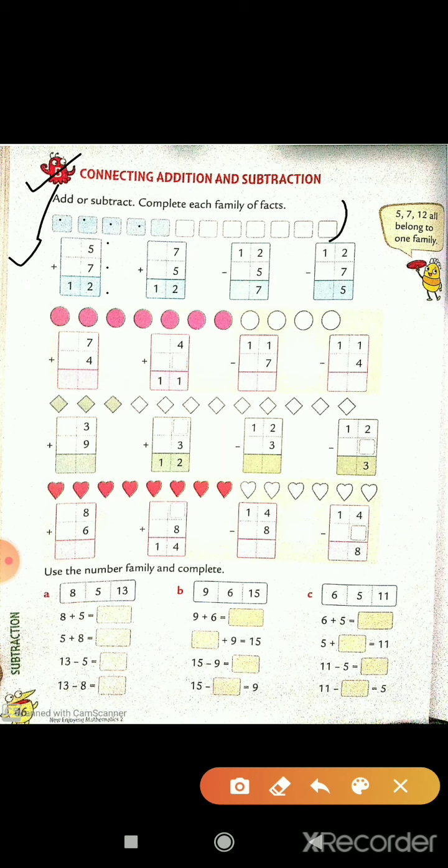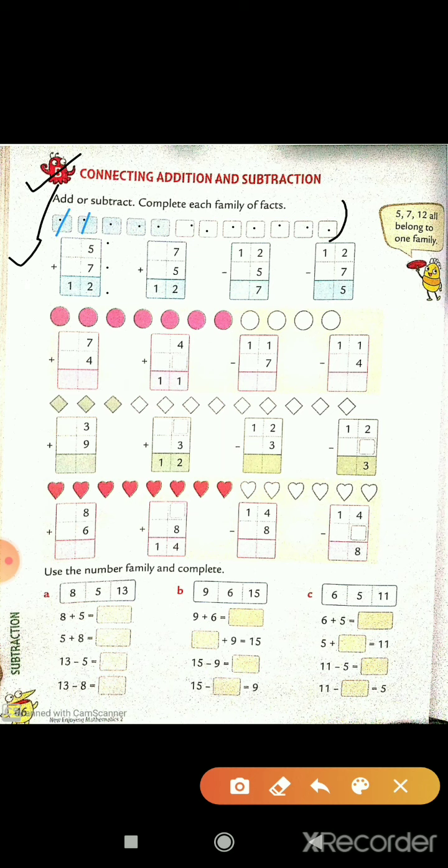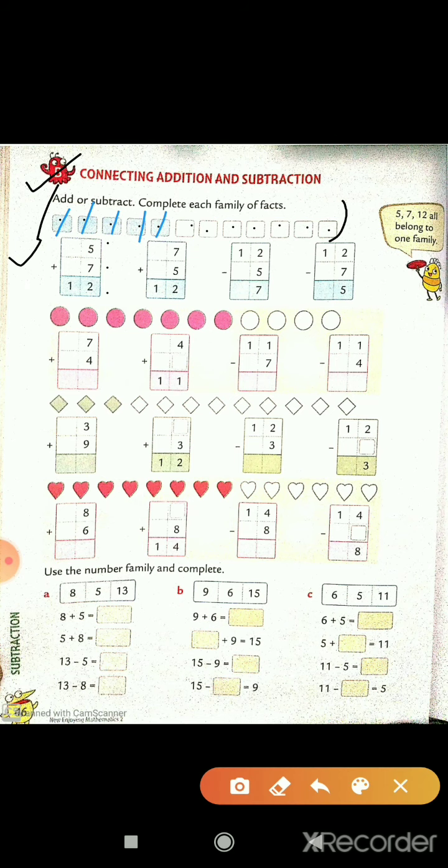1, 2, 3, 4, 5, 6, 7, 8, 9, 10, 11 and 12. The first 5 boxes are colored blue and the remaining white boxes are 7. So 5 plus 7 is equal to 12. So 7 plus 5 is also equal to 12, students. 12 minus 5 is equal to 7 and 12 minus 7 is equal to 5. Got it, students?